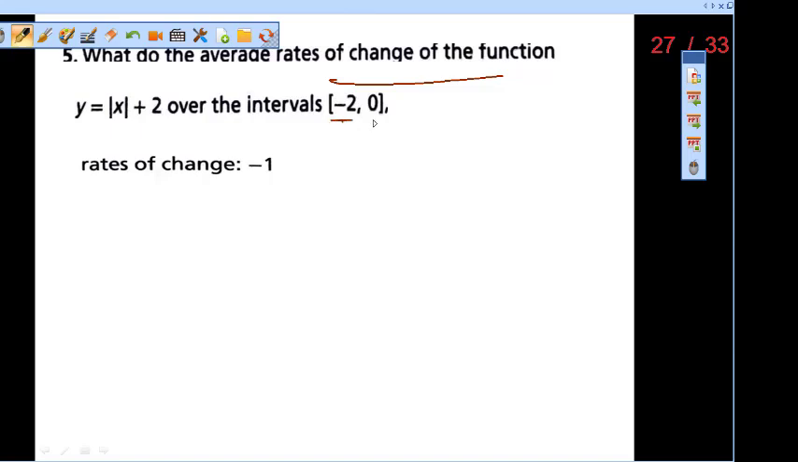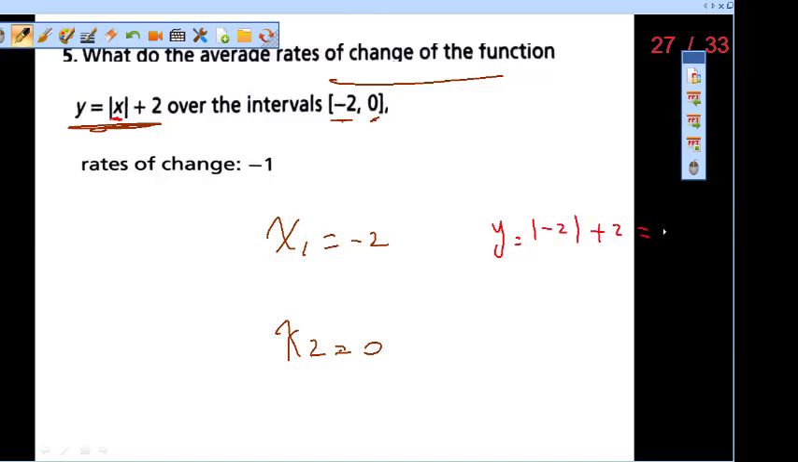When x goes from negative 2 to 0, it means you write x1 is negative 2 and x2 is 0, and you substitute in the function. Let's see, I'll substitute here, y equals absolute value. Instead of this x, I'll put negative 2. Negative 2 plus 2 makes 4. This is y1. For y2, absolute value, instead of x I'll put 0. 0 plus 2 makes 2.